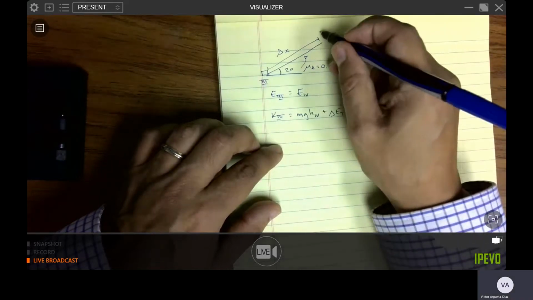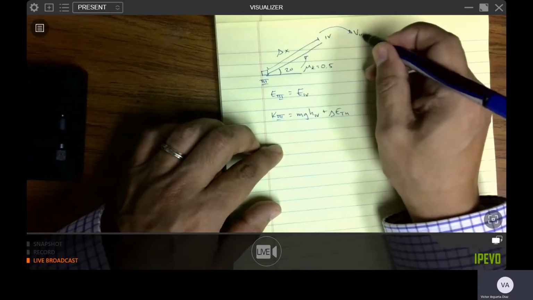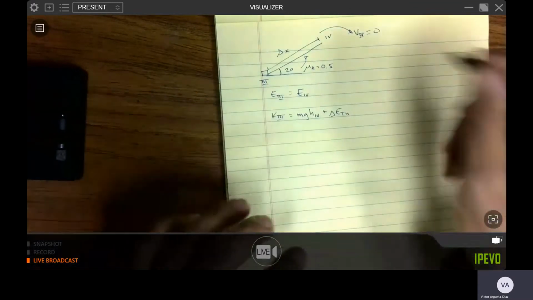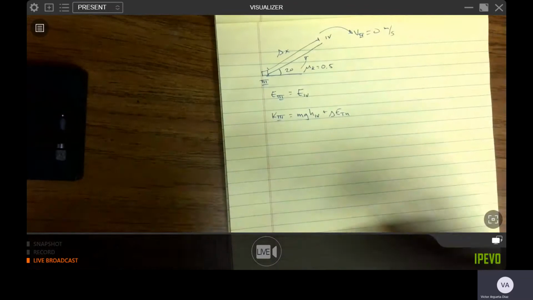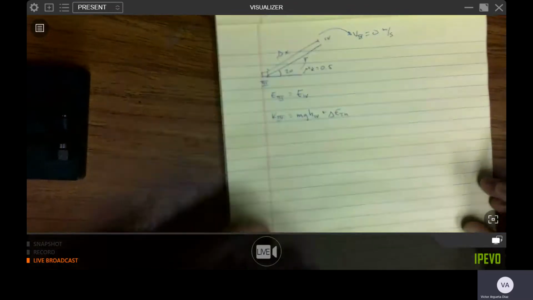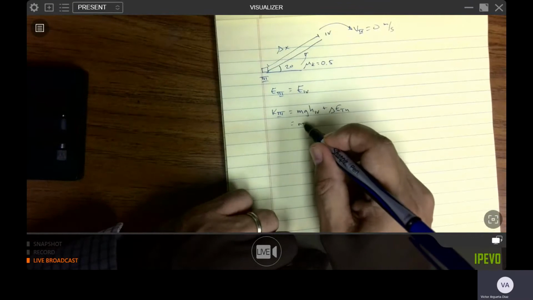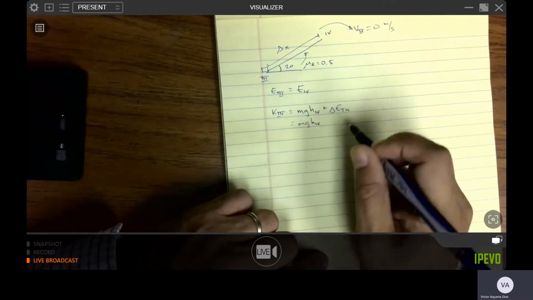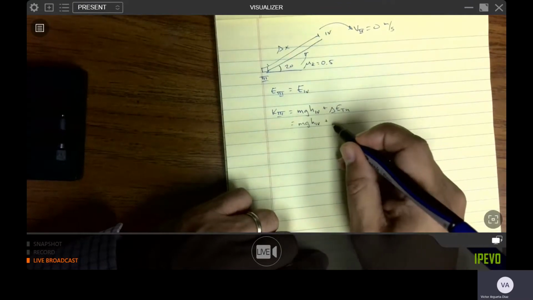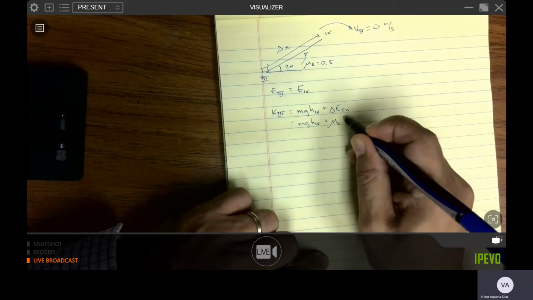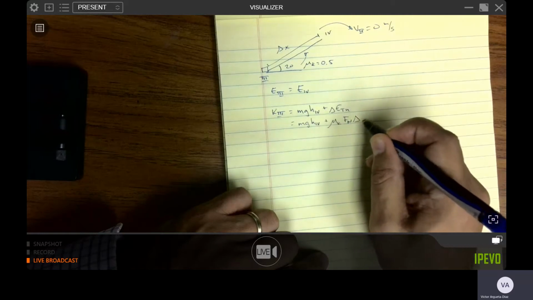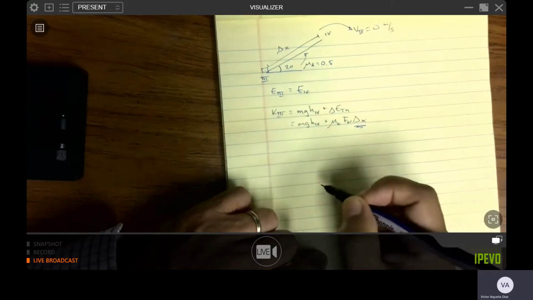Okay, we're assuming that here the velocity at 4 is going to be 0, so we lose all the kinetic energy. We want to find out the maximum height. So we're going to have, sorry, gravitational potential energy, and here again we're going to have mu k times the normal force times delta x, and this is what we want to find out.